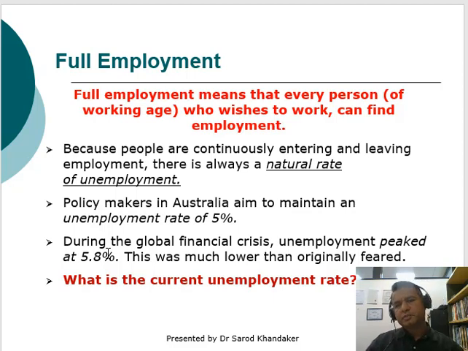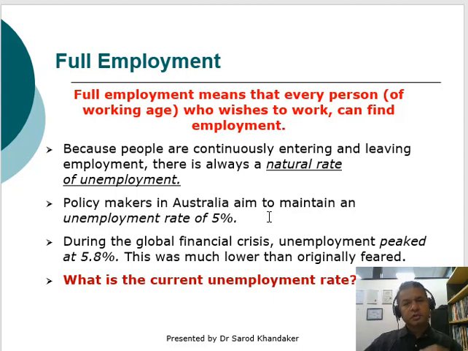Generally, most countries that have almost full employment still have some natural level of unemployment, which is around 4% to 5%. So policymakers in Australia aim to maintain an unemployment rate of 5%, which is very good. During the global financial crisis, the unemployment rate in Australia peaked at about 5.8%. However, the rate has declined, and currently the unemployment rate in Australia is around 5%.